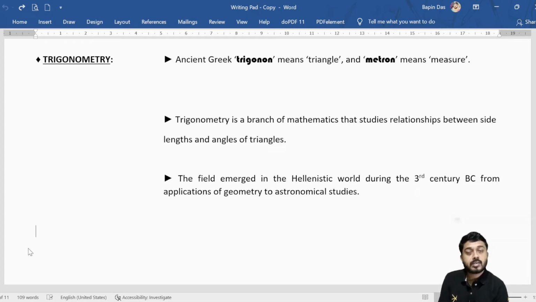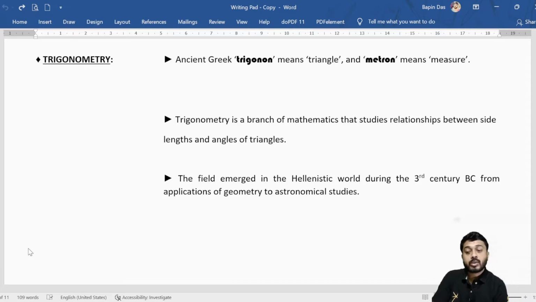In this small session of today, I'm going to discuss the very basics of trigonometry. For those who are just beginners to this portion of mathematics, this video is going to be very helpful and useful. Alright, so first you need to know what trigonometry is.